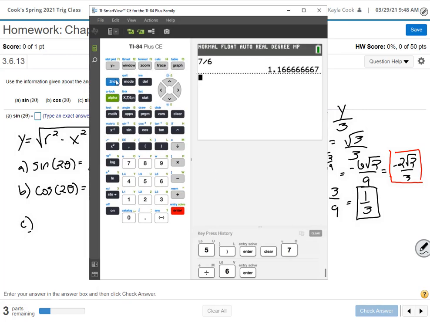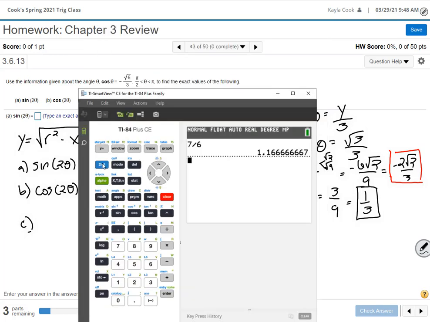Alright, so second cosine, and I don't care if this is in degrees or radians, I am just using this to determine where I'm at. Okay, so cosine inverse of negative root 6 over 3. Okay, and I get 144. Now let's divide that by 2. And I get 72.